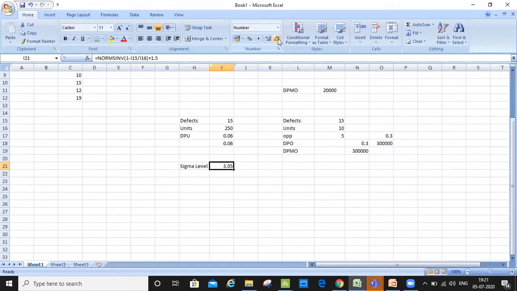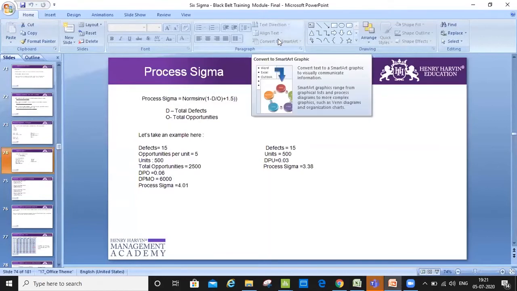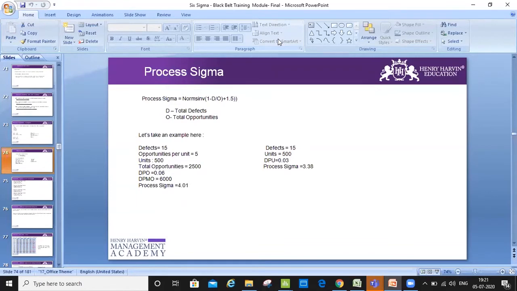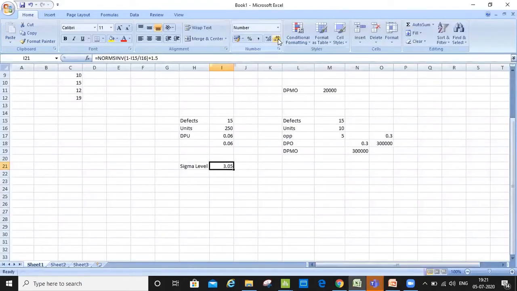Can you go back to the slide again? Here the formula says total opportunities. When we do not have that, we consider units as the opportunities. So either it's total opportunities or total units, it's one and the same thing. Because when we considered DPU here, I don't have total opportunity. So if I have 10 units and I don't have any opportunity, I consider 10 as total opportunities, because there is no opportunity or only one opportunity. So in this particular case, the sigma level is 3.05.